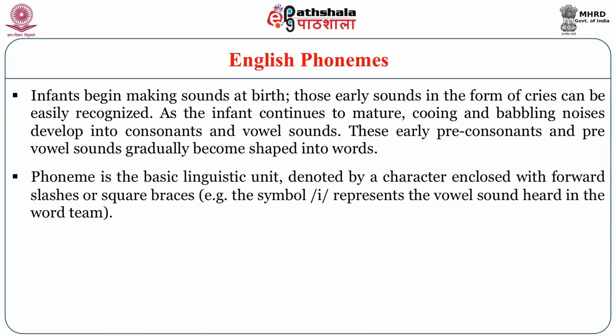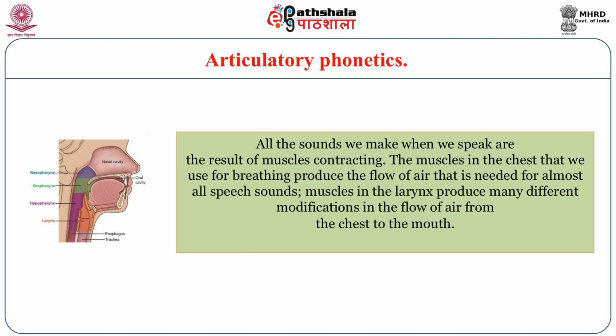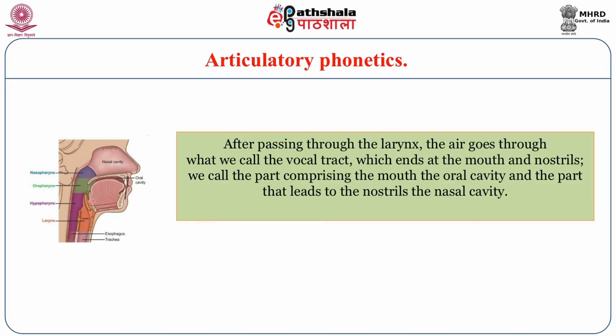Phoneme is the basic linguistic unit denoted by a character enclosed with forward slashes or square brackets. The symbol represents the vowel sound heard in the word team. Articulatory phonetics: all the sounds we make when we speak are the result of muscle contraction. The muscles in the chest that we use for breathing produce the flow of air that is needed for almost all speech sounds. Muscles in the larynx produce many different modifications in the flow of air from the chest to the mouth. After passing through the larynx, the air goes through what we call the vocal tract, which ends at the mouth and nostrils. We call the part comprising the mouth the oral cavity, and the part that leads to the nostrils the nasal cavity.